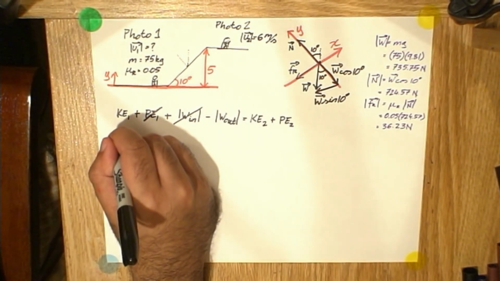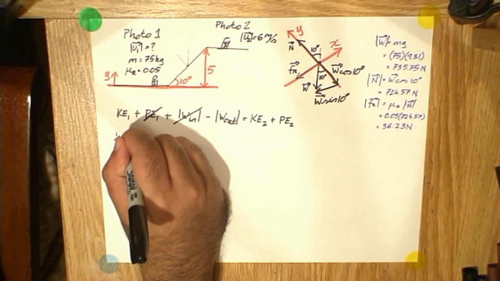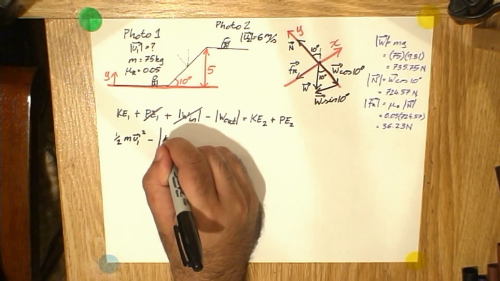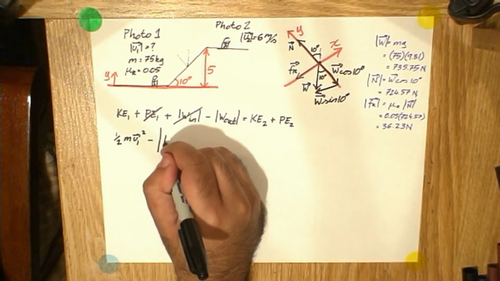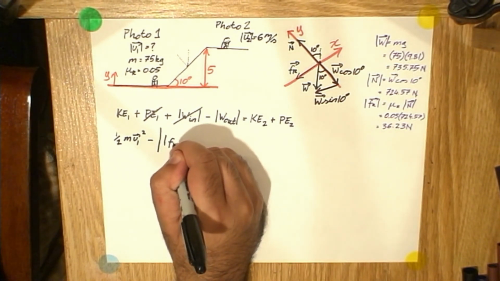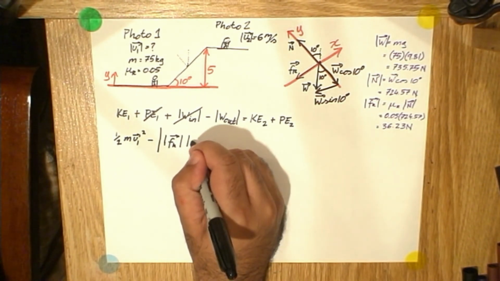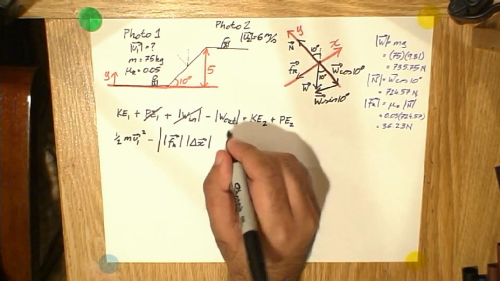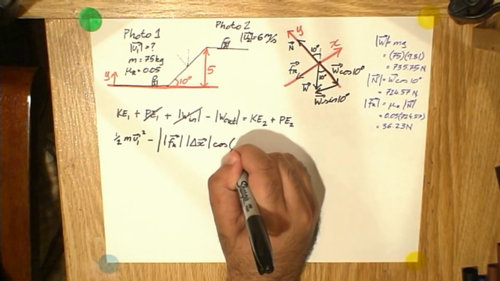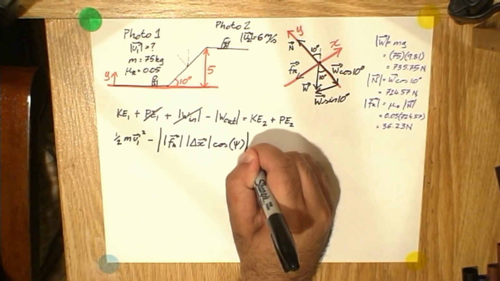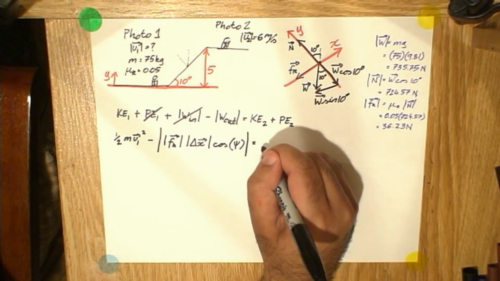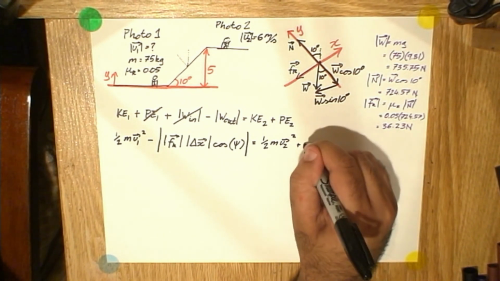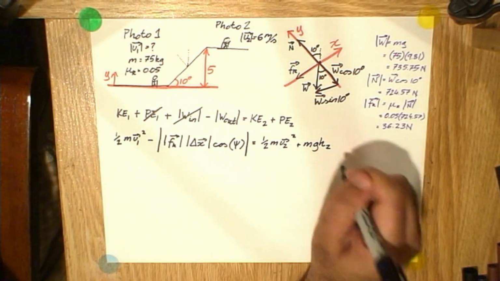Let's expand all of this out. KE1 is 1/2 mv1 squared minus the force of friction, which is going to be responsible for work out, Fk, times delta x, that is the length of this ramp, which we still have to figure out, by the way, times the cosine of the angle between them. All of that's going to be equal to 1/2 mv2 squared plus mgh2.